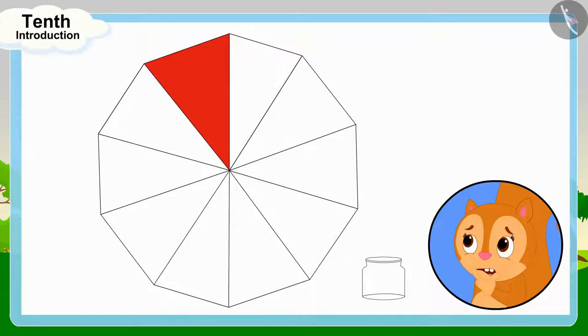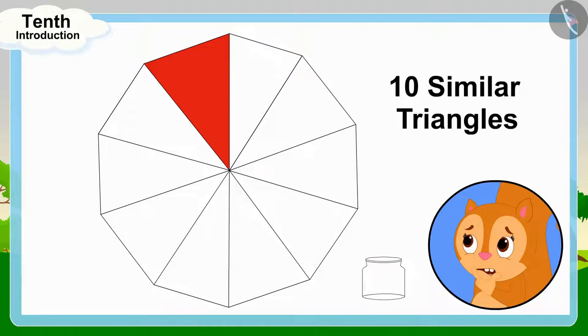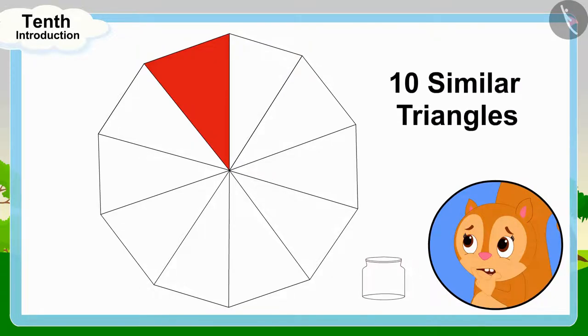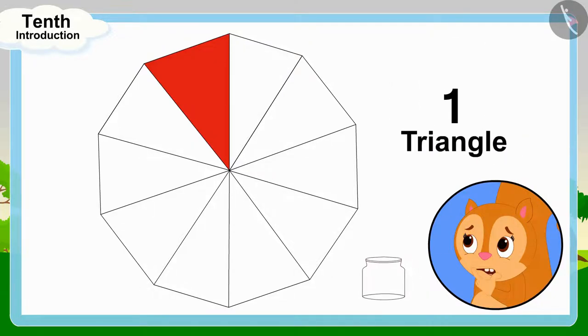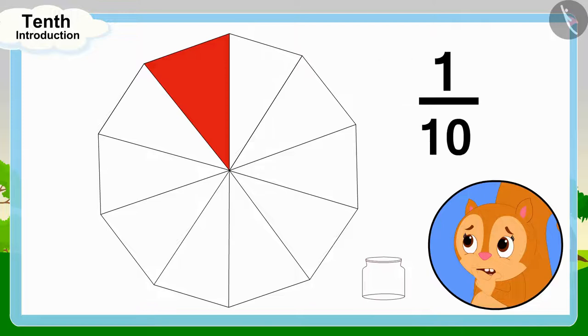This flower is made up of 10 similar triangles, and Chanda has colored one of these triangles. This means Chanda has filled red color in 1/10 part of the flower.